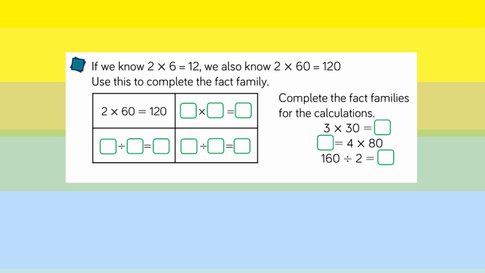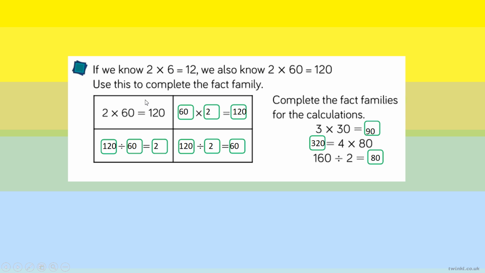Okay then, so you've had a little sneaky peek of the answers, but try and be honest with yourselves and pause the video in a moment and see if you can have a go completing this grid on here. So if we know that 2 times 6 equals 12, we also know that 2 times 60 equals 120. So use that fact to complete this fact family on here, and then move on to these ones. Okay, so pause your video and give it a go. And now we will look at the answers properly this time, okay?